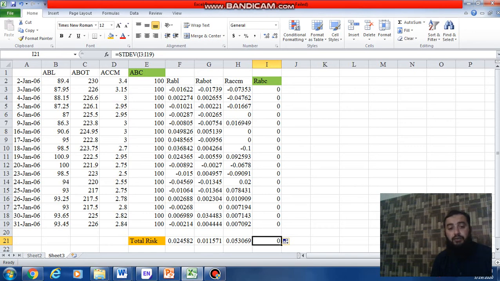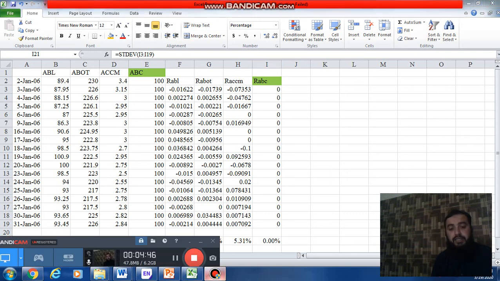As I discussed earlier, if you are interested in seeing it in percentage form, click this percentage sign. You can see that the total risk of ABL is 2.46% and Abbott is 1.16%, while the total risk of ABC is 0%. As I told you earlier, the standard deviation is used to measure the degree of variation. You can see that in the firm ABC there is no variation in the data, which means there is no risk in that particular firm. Therefore, the total risk of ABC is 0%. Hope you understand.